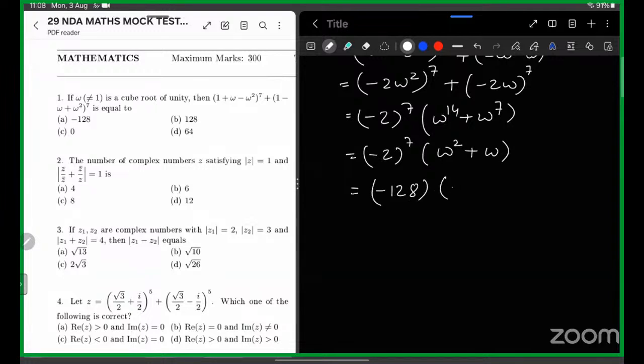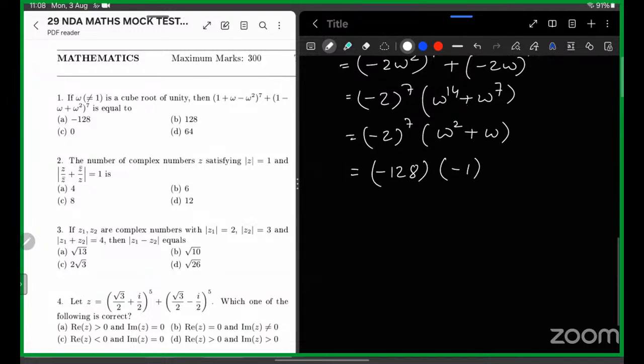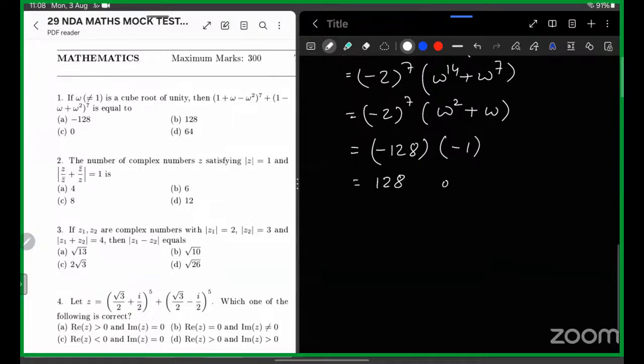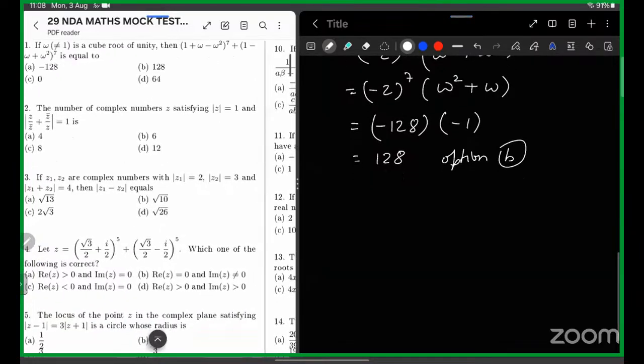Here and here it is minus 1, so both get multiplied and we are going to get plus 128. That is option number B, our correct answer. Done. Okay, moving to question number 2.